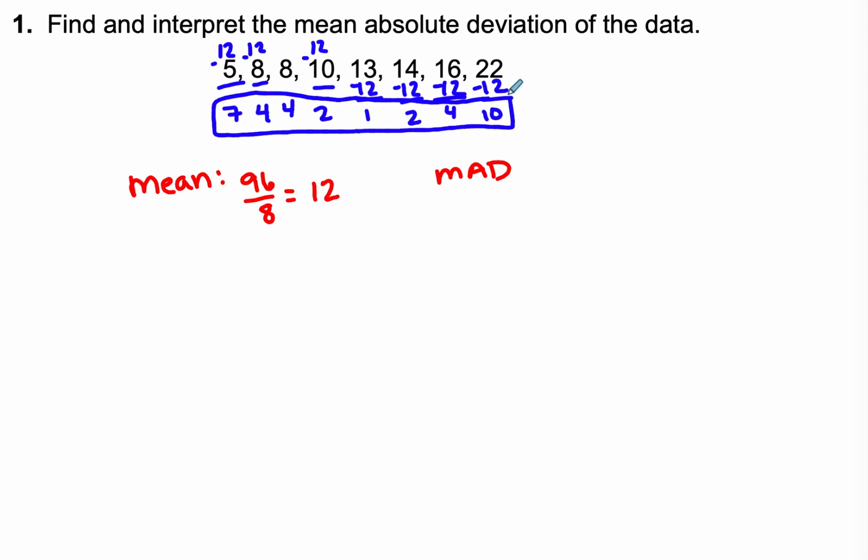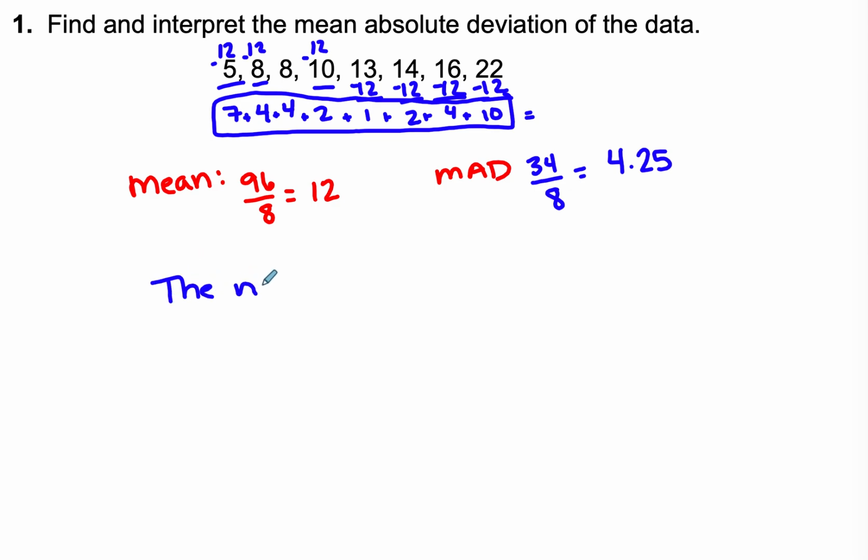That's my list of numbers. Okay, so I'm going to add these together: 7 plus 4 plus 4 plus 2 plus 1 plus 2 plus 4 plus 10. When I add those together, I get 34. I still have 8 numbers, so when I divide, I get 4 and 25 hundredths.